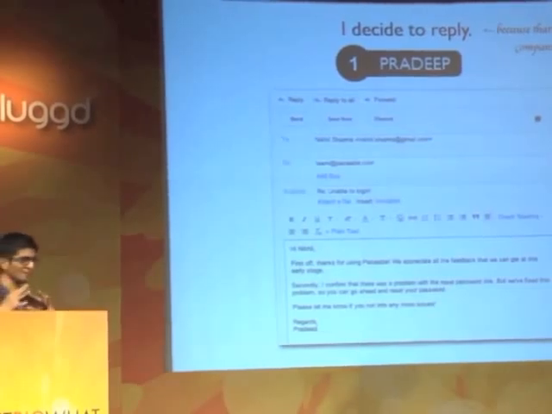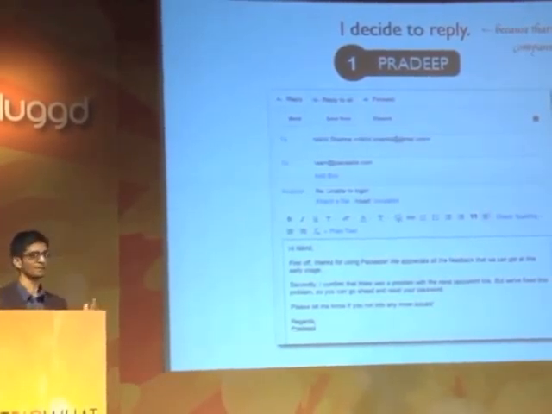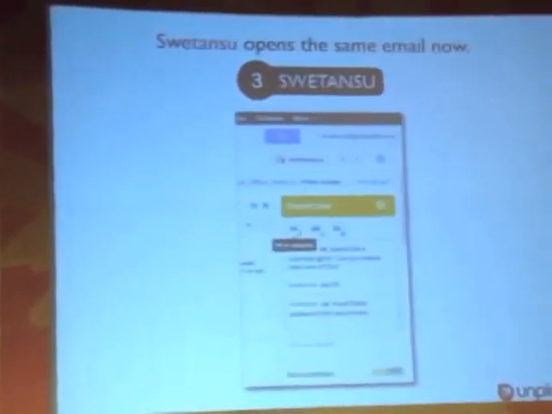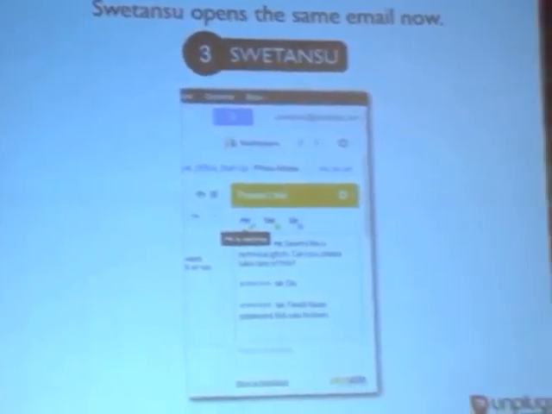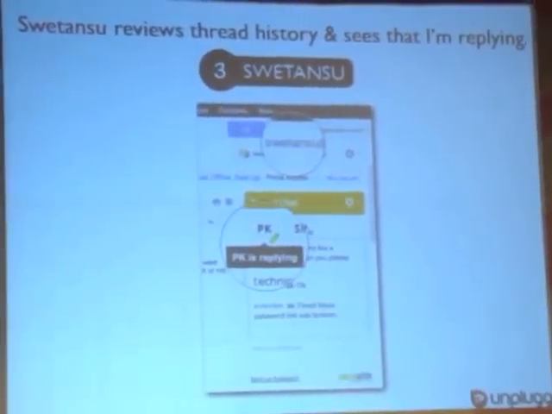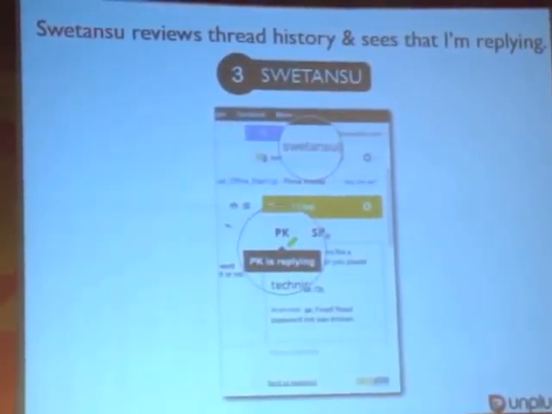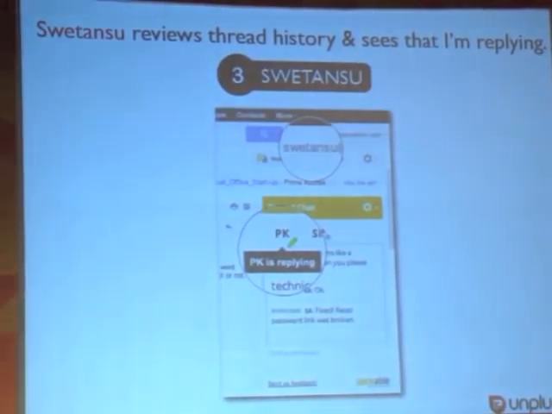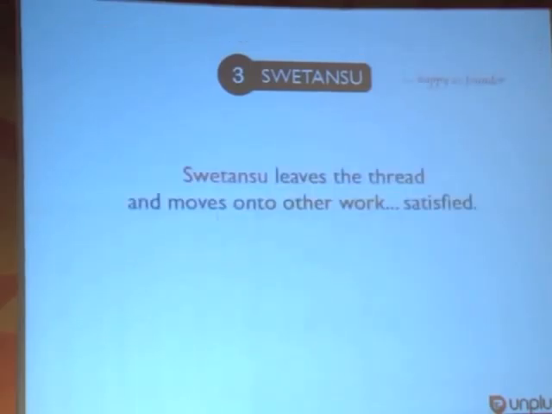Now, while I'm in the middle of crafting this beautiful email, let's assume that my co-founder Shwetanshu now opens the same email. He immediately sees a history of all the activities that have happened on this thread, and he also sees that I'm currently replying right now. So he leaves that thread and moves on to do other work, satisfied. So what just happened? There was an increase in productivity.